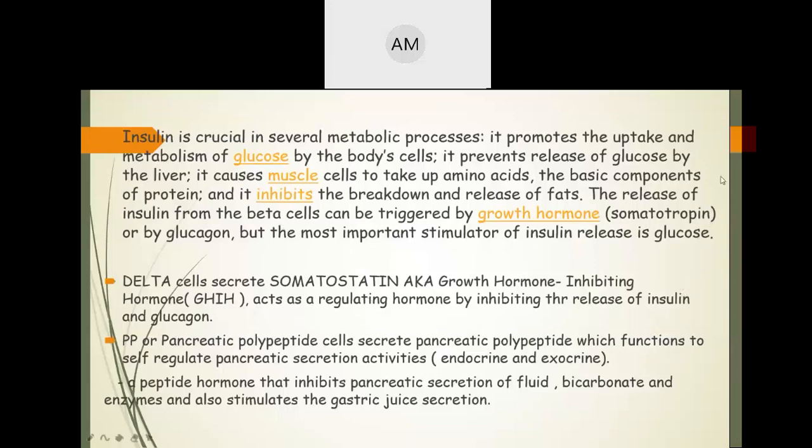And the fourth cells are pancreatic polypeptide cells. These also regulate the pancreatic secretions, but mostly their part is inside the exocrine system, not the endocrine system. They regulate both the endocrine and exocrine part, but their significant action is mostly for the exocrine part. It is a peptide hormone that inhibits pancreatic secretion of fluids, bicarbonate, and enzymes, and also stimulates gastric juice secretion. That means it has a part in digestion also. So these are the four types of cells which secrete different types of hormones inside the bloodstream.